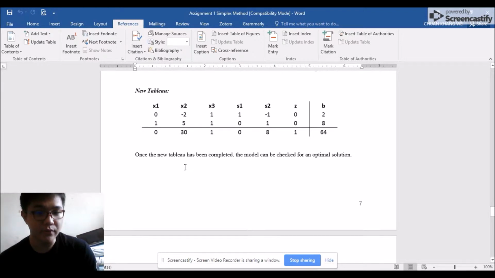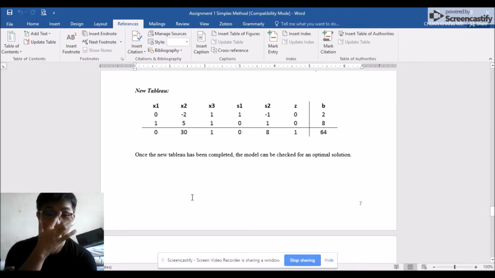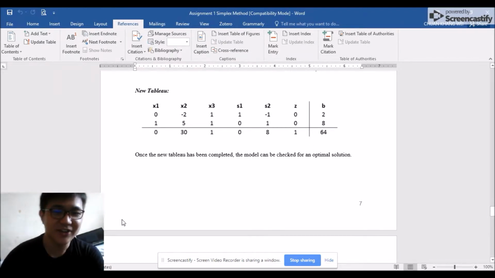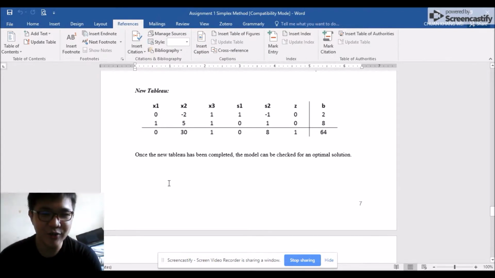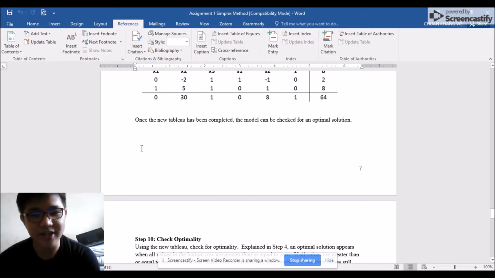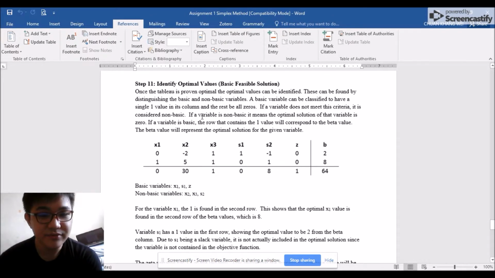Once the W is completed, we continue after we get the new tableau. We need to check again if the solution is optimal. So we need to check again the last row of the tableau, whether there is any negative value. If there isn't, that means the solution is optimal. So now, as you can see in the tableau, there is no negative value in the last row, so we can determine that this solution is optimal.